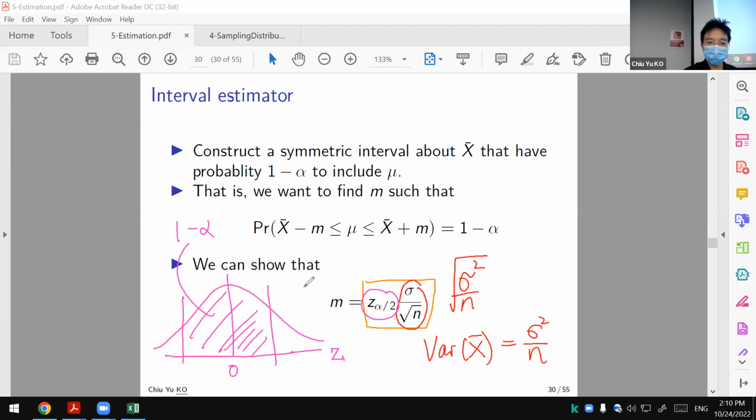And if this is alpha over 2, and this is alpha over 2, okay? And this number is z alpha over 2, and z alpha over 2, okay? So that's actually what we're doing, right? Because later you will see why we have this one, okay?